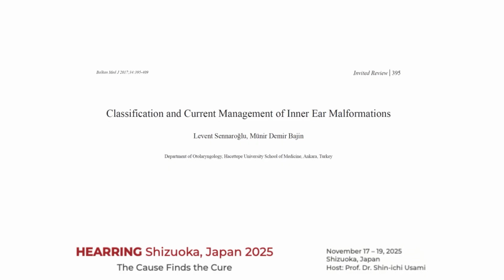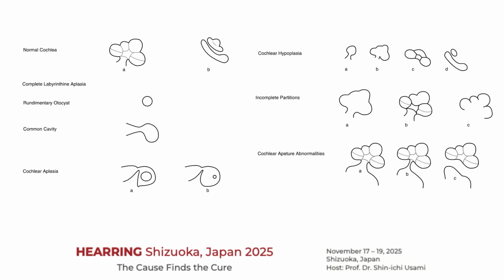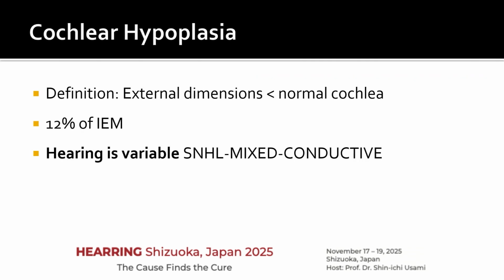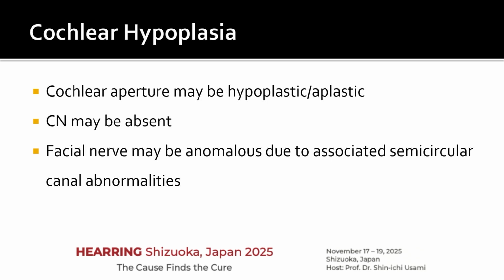So I'll base my talk on the malformation system that was published back in 2017. This is a diagram showing all the malformations, but today I'll be focusing on cochlear hypoplasia, because of the interesting presentation of the different types of hearing losses. The definition is that the external dimensions of the cochlea are smaller than a normal cochlea. It represents about 12% of the malformation group, and it can come with any type of hearing loss, from mild sensorineural all the way to profound and mixed, and sometimes just pure conductive.